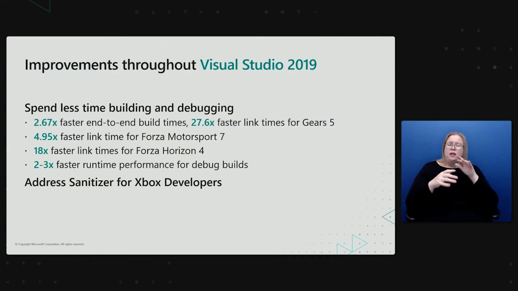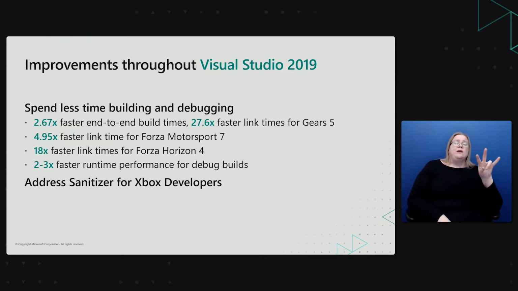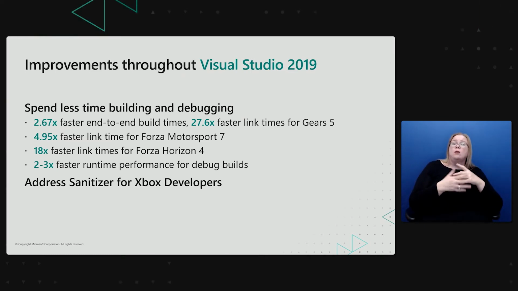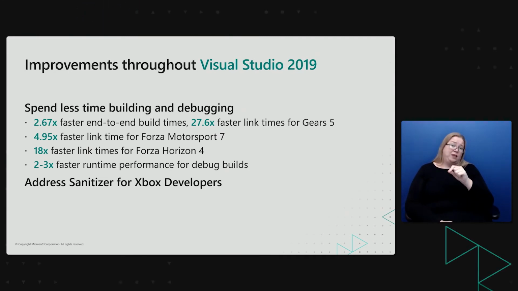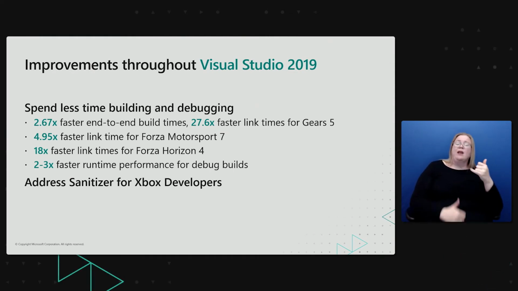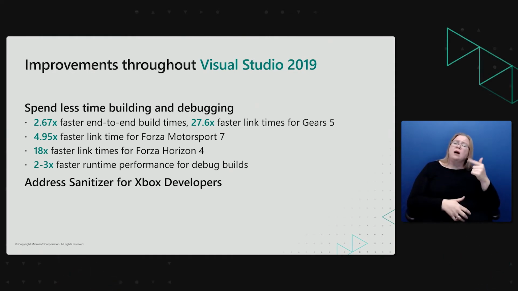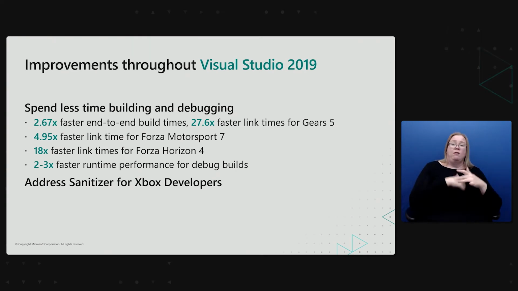All the build throughput improvements are available in VS 2019 16.8. For debugging, we made incredible runtime performance improvements for Visual Studio's default debug configuration. We measured a 2 to 3x speedup for programs compiled in debug mode. This improvement is available in VS 2019 16.10. Lastly, light up hard-to-find memory bugs with Address Sanitizer. ASAN is available for Xbox developers who are on VS 2019 16.9 or later. Now, let's get started with the demos.